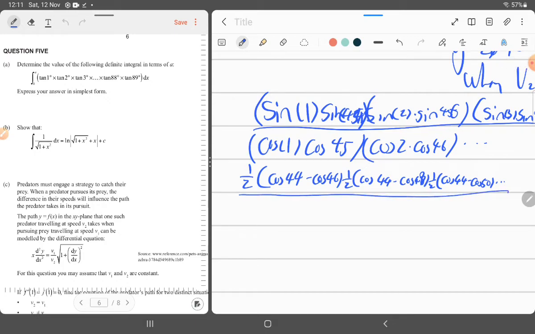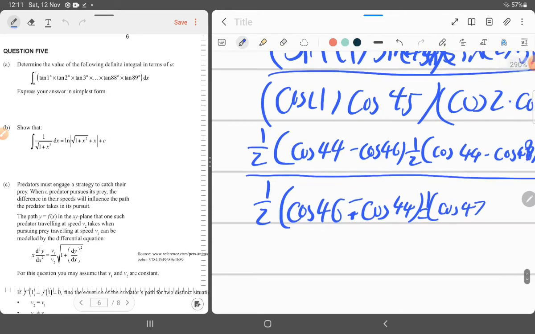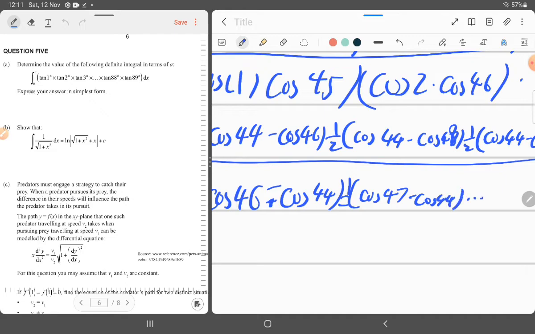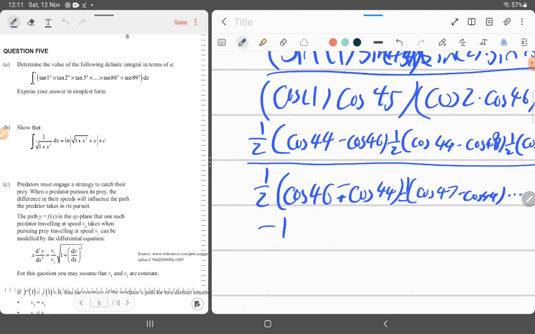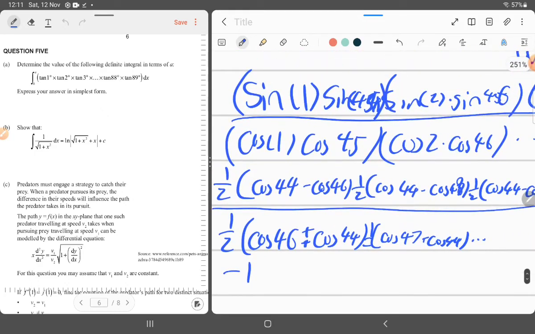Then I looked at cosine, which turns out to be half of cosine 46 plus, no, that sine is minus half cosine 46 plus, oh wait, I thought this is cosine minus sine 44, so then half of cosine 47 minus cosine 44 dot dot dot. So I just thought it was just minus 1, but it turned out I read it incorrectly. Apparently it's supposed to be plus instead.